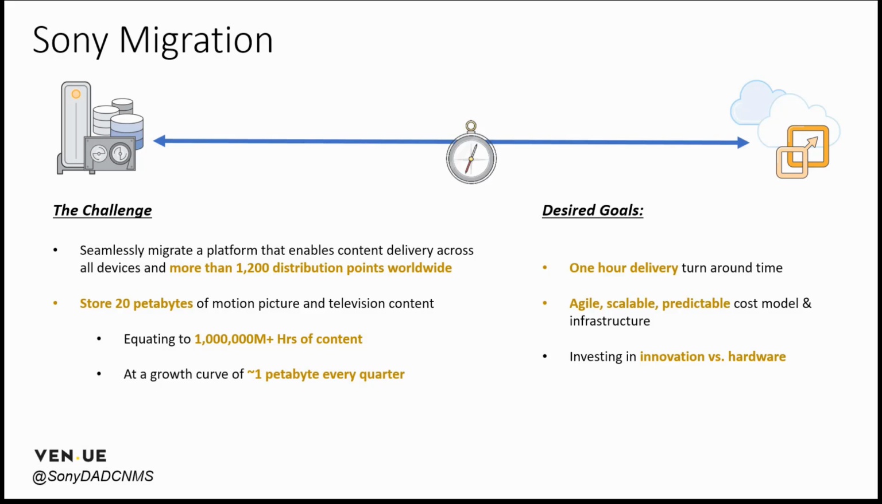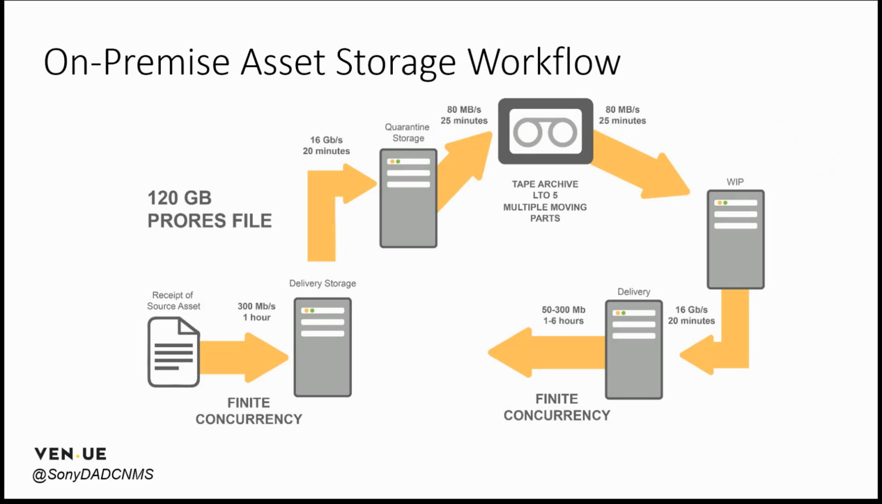So the challenge was really taking the centralized repository and allowing availability to customers, both internal and external, and actually bi-directionally, which is the additional challenge, to over 1,200 distribution points worldwide. There's over 20 petabytes of data and over 1 million hours of content, and a growth rate of a petabyte every quarter. Their goal was an under 1 hour delivery time and a more agile, scalable, and predictable cost model.